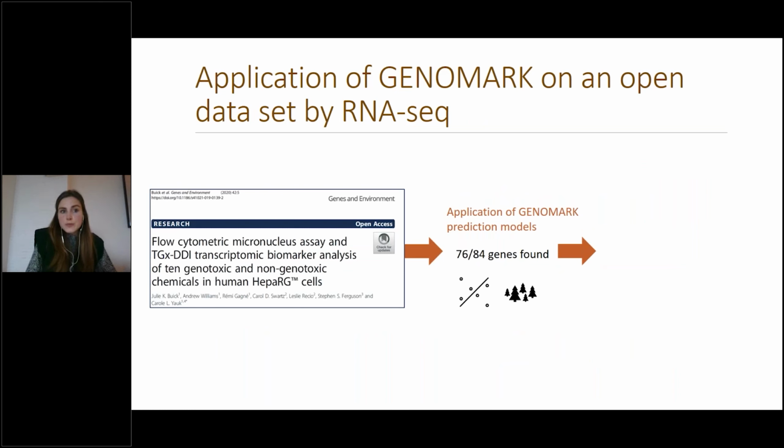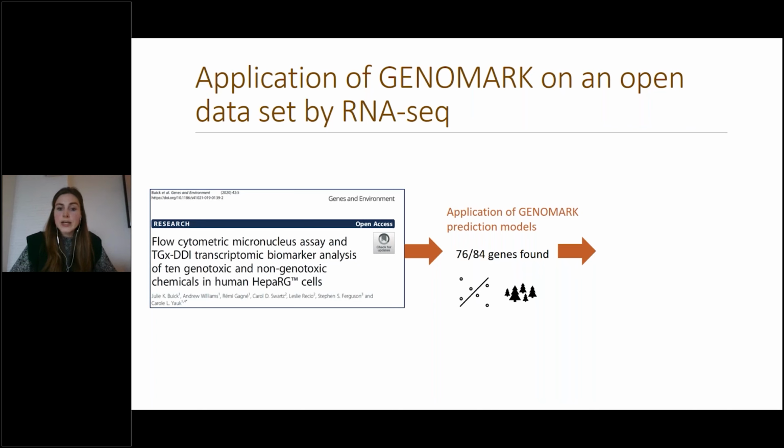And therefore, as a proof of concept study, we first investigated whether we could apply GENOMARK on gene expression data that was generated by RNA sequencing of an open data set. In this article, a publication by the research group of Carol York, human HepaRG cells were exposed to 10 chemicals, 6 genotoxic and 4 non-genotoxic chemicals, in 3 increasing concentrations for a period of 55 hours.